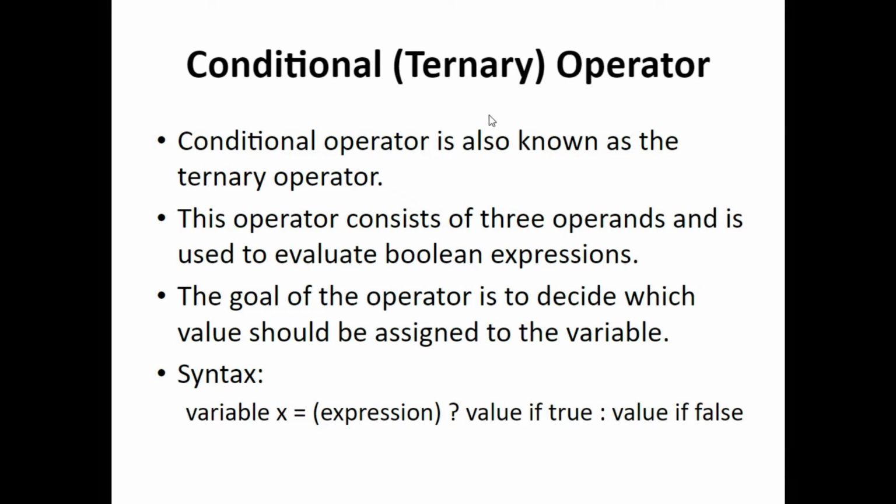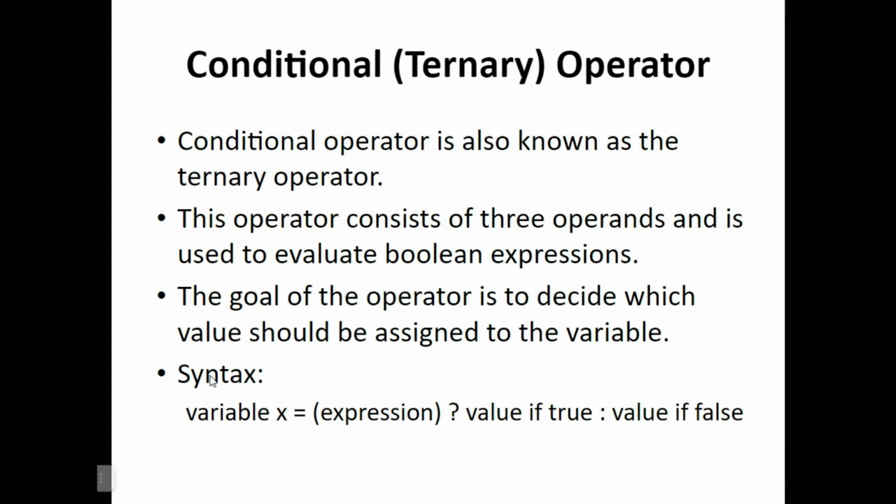Next one is the conditional or ternary operator. This question is mostly asked in the GTU question paper: what is the ternary operator, explain it. So the first thing is, the conditional operator is also known as the ternary operator. This operator consists of three operands and it is used to evaluate a Boolean expression. The goal of this operator is to decide which value should be assigned to the variable.